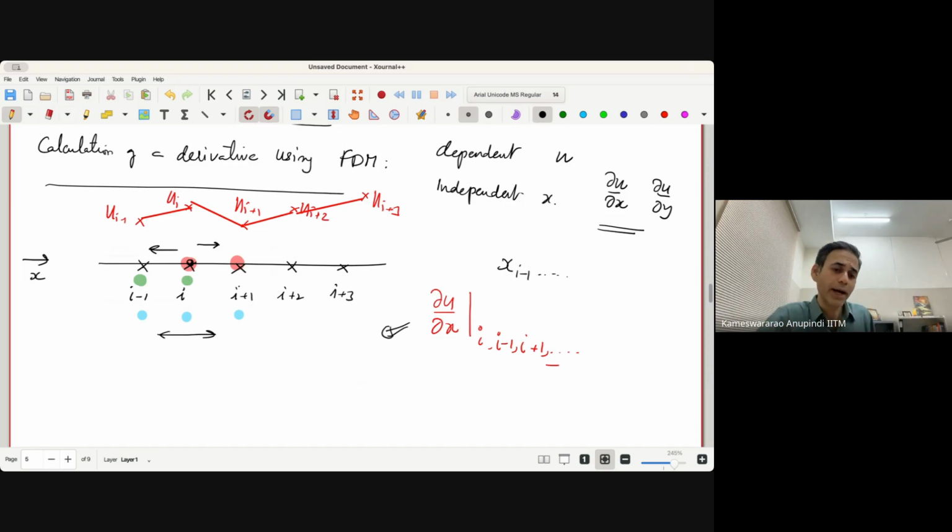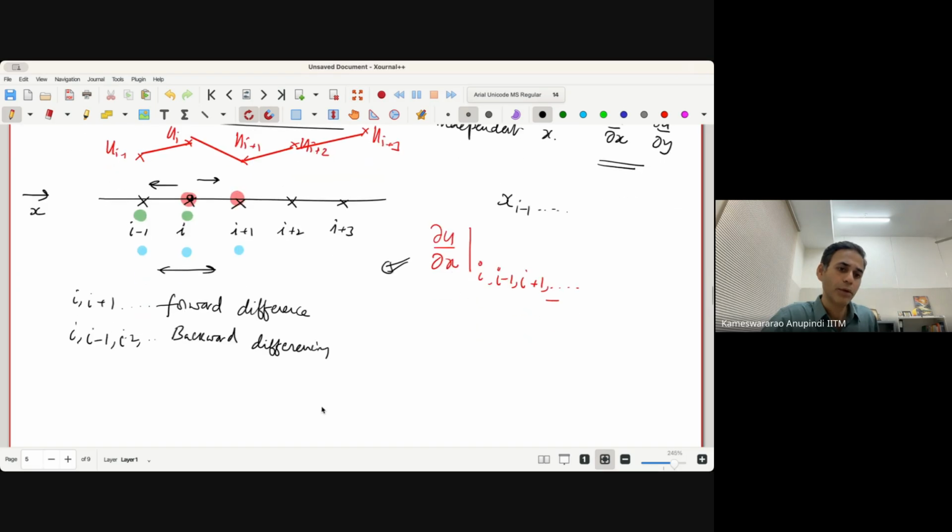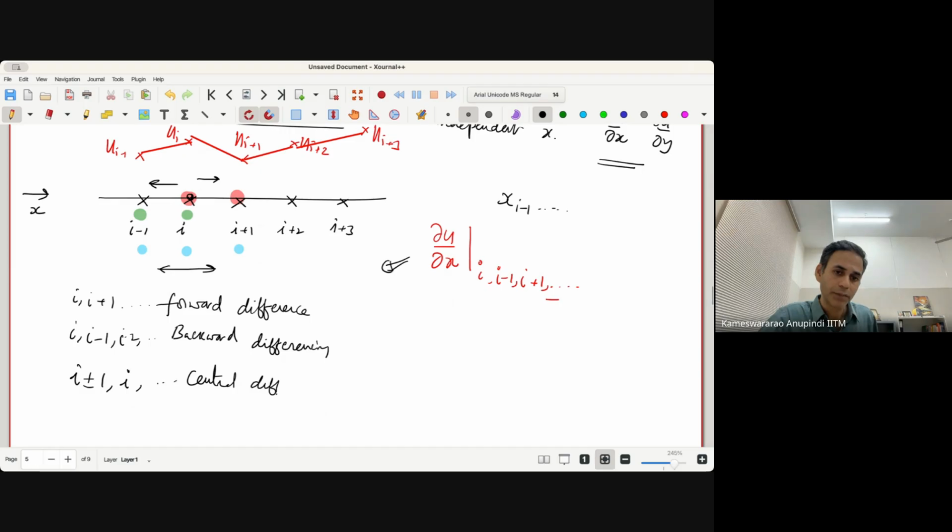If you go in the i plus 1 direction, these kinds of derivatives are known as forward differences, or forward differencing. If you make use of the points i minus 1, i minus 2, and so on, we call this backward differencing. And if you make use of i plus and minus 1 for calculating the value at i, then this is known as central differencing.